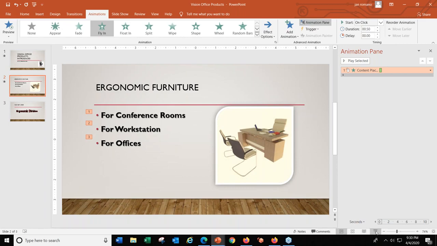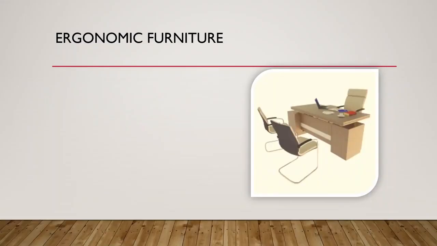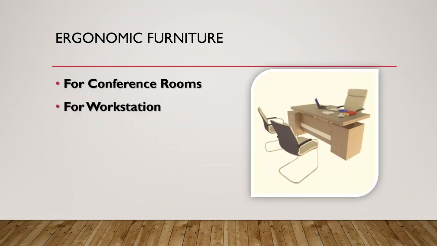So I'm going to click the slideshow button, and I want you to notice it says ergonomic furniture. It has the picture there, but there's no other text. Why? Because when I click the mouse, I'm going to see 1 line, and I'm going to talk about the furniture we have for the conference rooms, let's say. Then when I'm ready, I'll click the mouse and talk about for workstations. Then I can click the mouse and talk about for offices. And so each line has been animated, and I only had to animate once, but each line animates individually because they're all in the same text box.